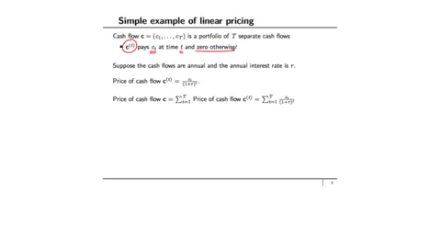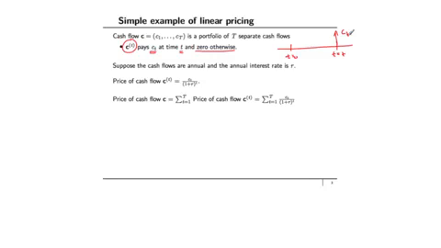Suppose the cash flows are annual and the annual interest rate is R. Then consider a cash flow, where here's time t equal to 0, here's time t equal to little t, it pays an amount C_t here and it pays 0 everywhere else. The price for this cash flow, which we have already computed before, is given by its net present value, which is going to be C_t divided by (1 + R)^t.